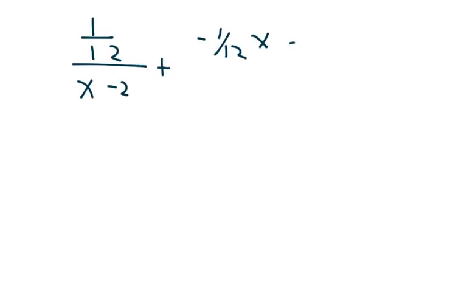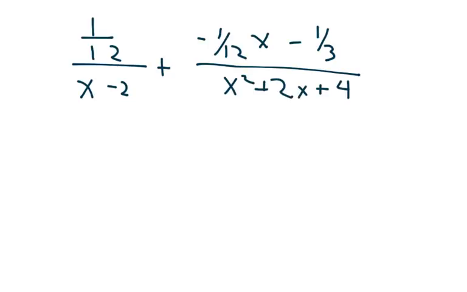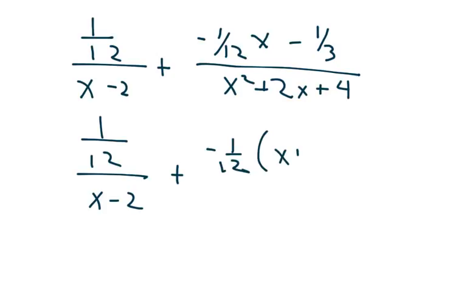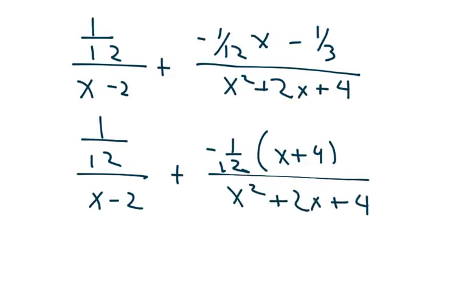So our final answer will be 1/12 over x minus 2 plus negative 1/12 x minus 1/3, over x squared plus 2x plus 4. You can write it that way, or you can write it this way: 1/12 over x minus 2 plus negative 1/12 times x plus 4 over x squared plus 2x plus 4. That's just using the greatest common factor.